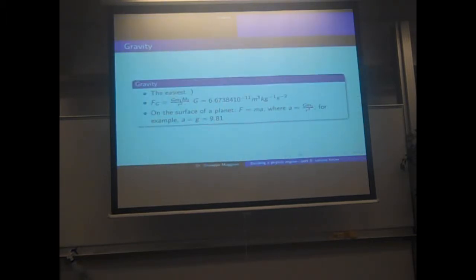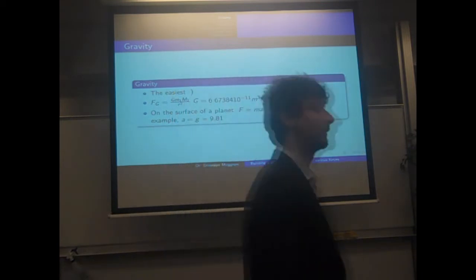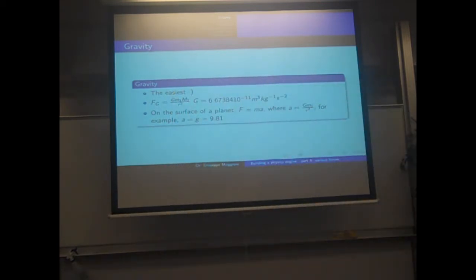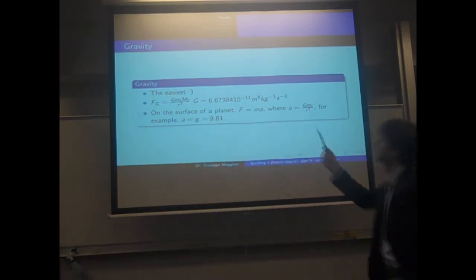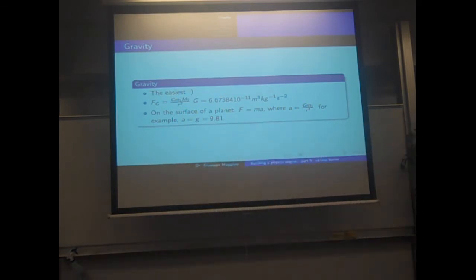Gravity is by far the easiest of all. Gravity is computed by taking the masses of two objects, M1 and M2, multiplying by the gravitational constant G, and dividing by the square of the distance between the two objects. Now, this force is just a number, obviously. In which direction does the force push? In the direction between the two centers of mass.